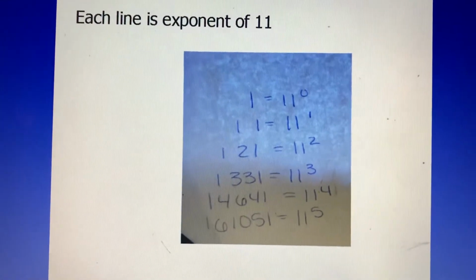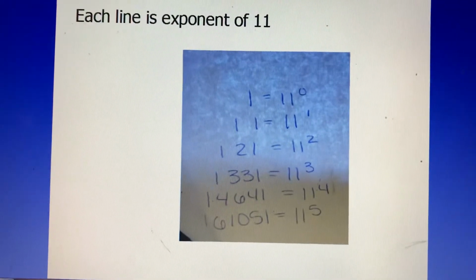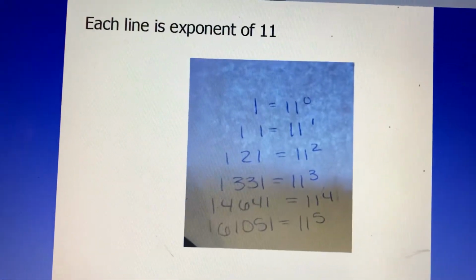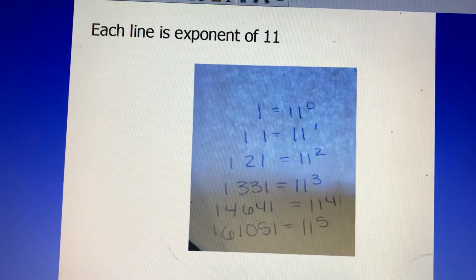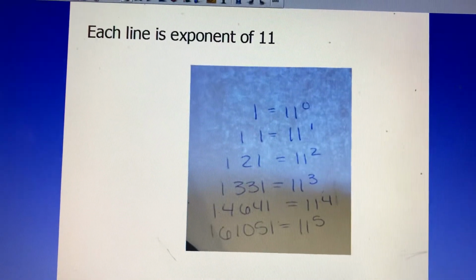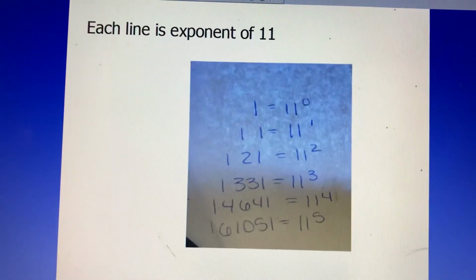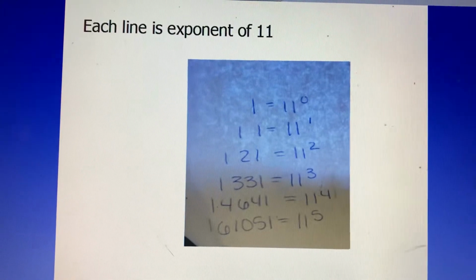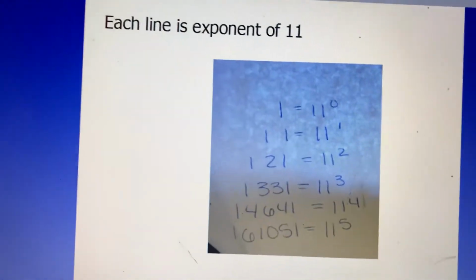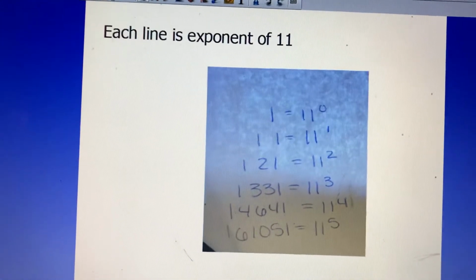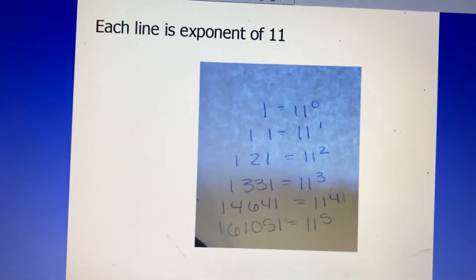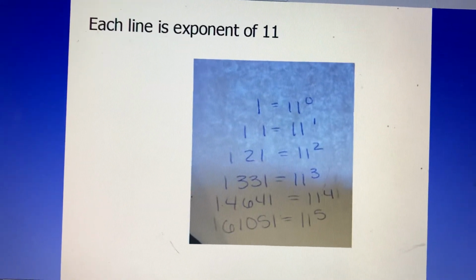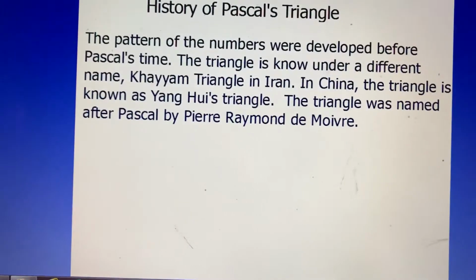Then the second one, the row was 1, which is 11 to the 0 power. Next row was 1, 1, which is 11 to the 1 power. Then the third row was 121, which is 11 squared. Then 1331, which is 11 cubed.